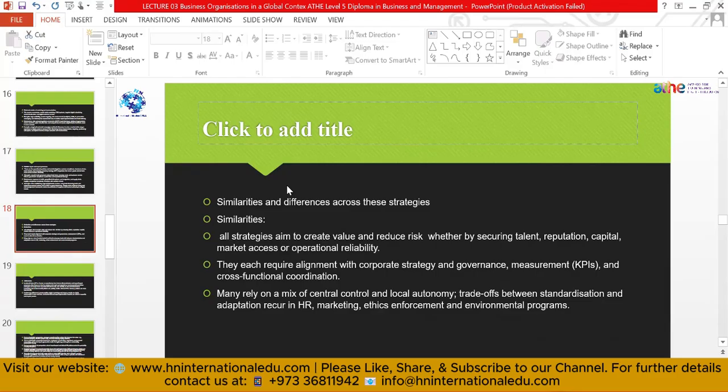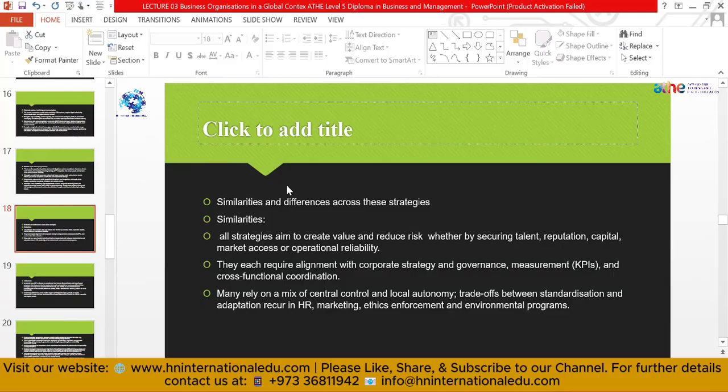Similarities and differences overall. Similarities, all the strategies which we read today aim to create value and reduce risk, whether by scrutiny, that is securing the talent, reputation, capital market access, or operational reliability. They each require alignment, amalgamation with the corporate strategy and governance, measurement of the KPIs, and cross-functional coordination. You need to see what is going on inside the organization, which factors are hindering outside as well.